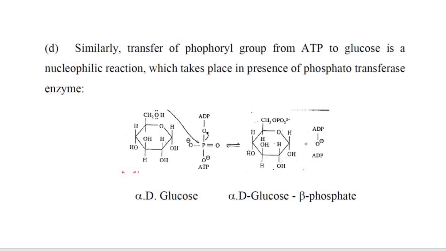Similarly, transfer of phosphoryl group from ATP to glucose is a nucleophilic reaction which takes place in the presence of phosphotransferase enzyme. Look here, alpha D glucose, here ATP, adenosine triphosphate. I am showing here only the phosphate, and the reaction site means the reaction occurs on the phosphate, and how alpha D glucose 6-phosphate will form and ADP is released.